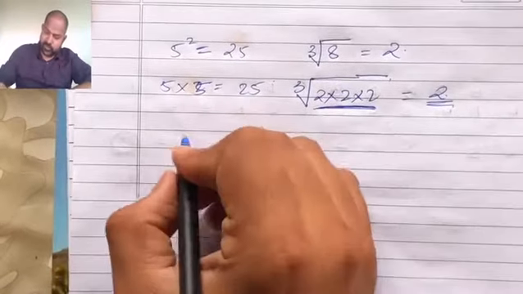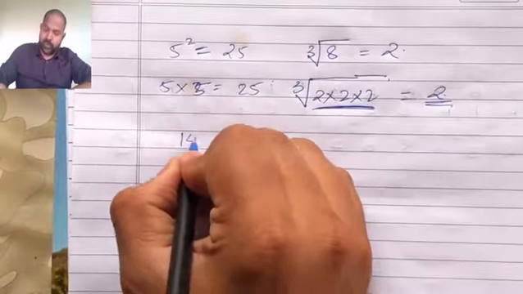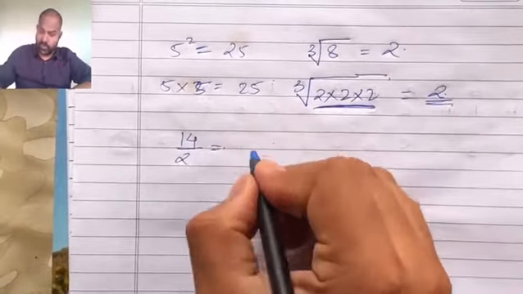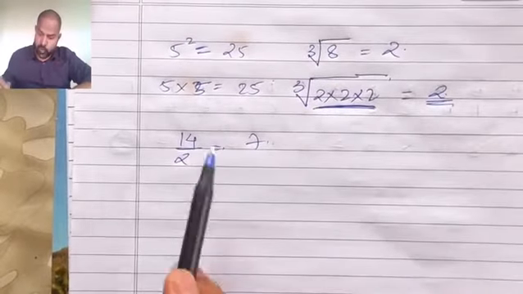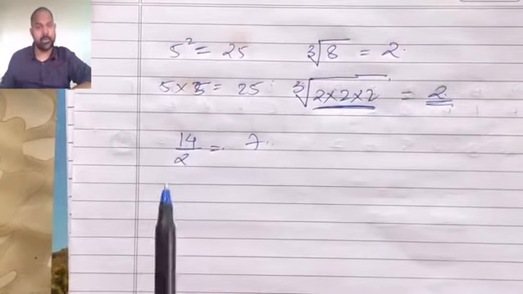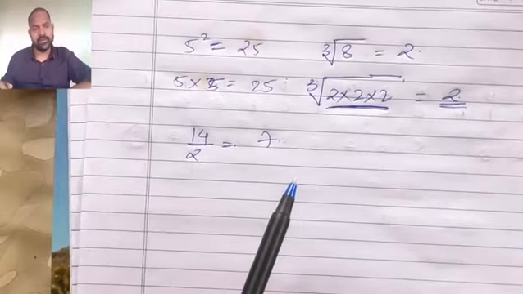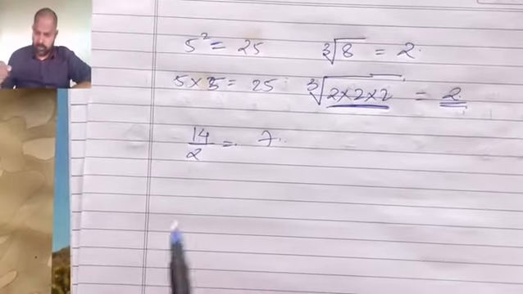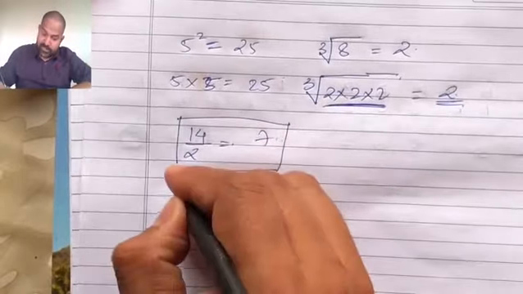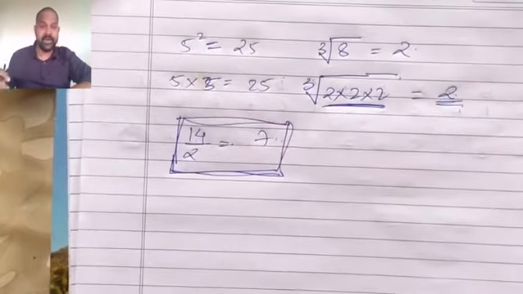Or even if I ask you, what is, let's say, 14 divided by 2? What is that? 7. What does that mean? You have to divide 14 into 2 equal parts, 7 and 7. Two equal parts of 14 is 7 and 7. That is what it means. That is the logic that is used here.